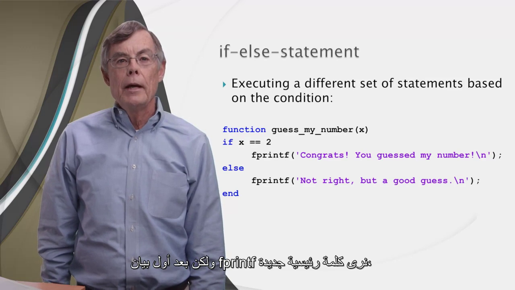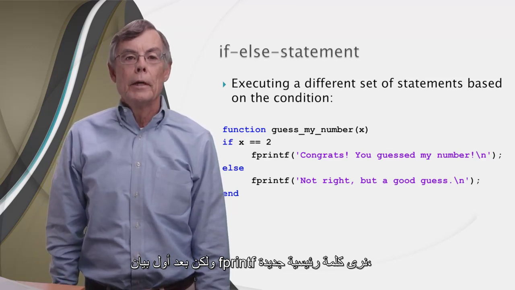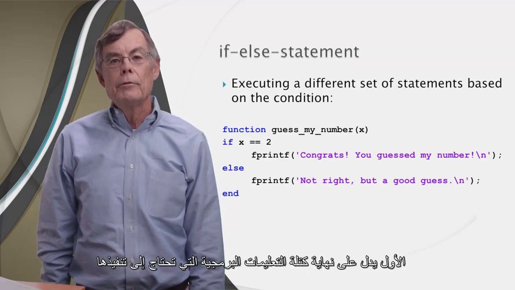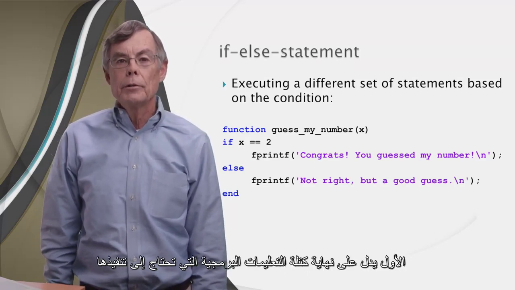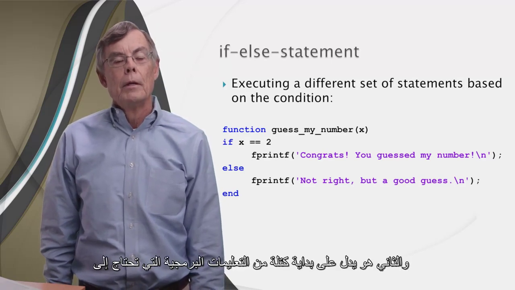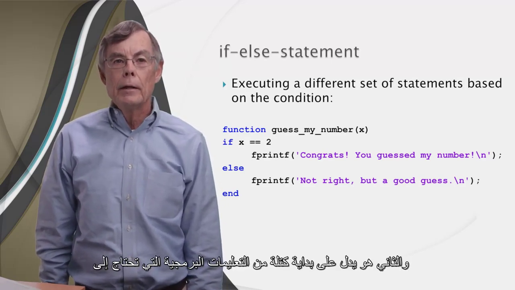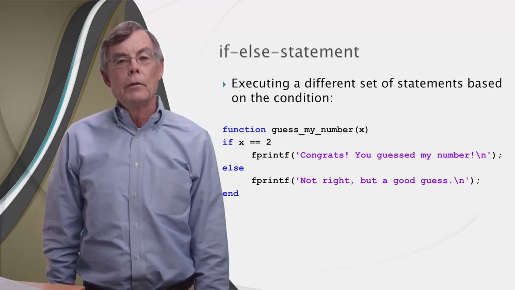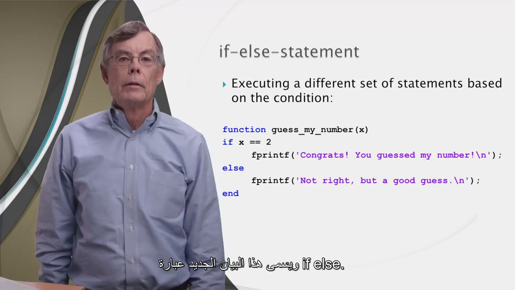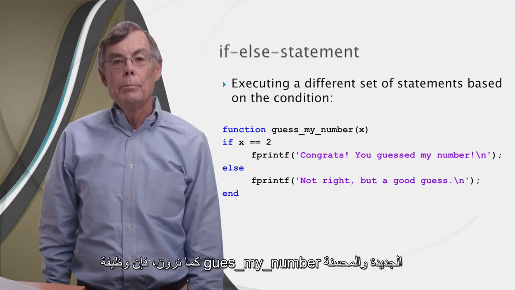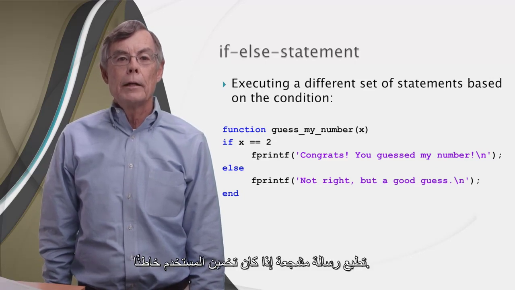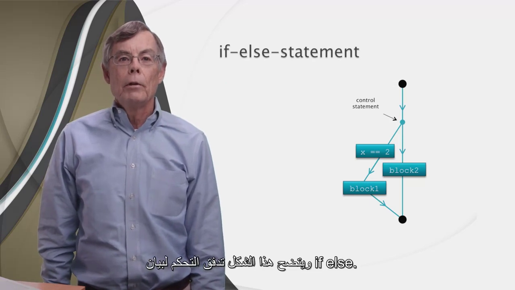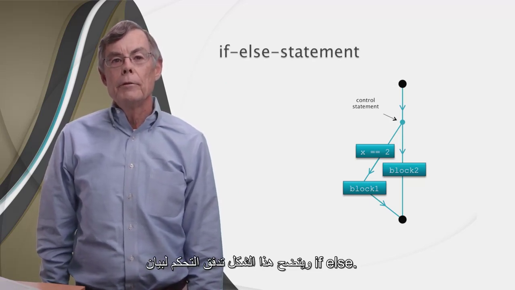But after the first fprintf statement, we see a new keyword, else. This else has two roles. First, it signifies the end of the block of code that needs to be executed when the condition is true. And second, it signifies the beginning of the block of code that needs to be executed when the condition is false. This new statement is called an if-else statement. As you can see, our new and improved guessMyNumber function prints out an encouraging message if the user's guess is wrong. The control flow of the if-else statement is illustrated by this figure.